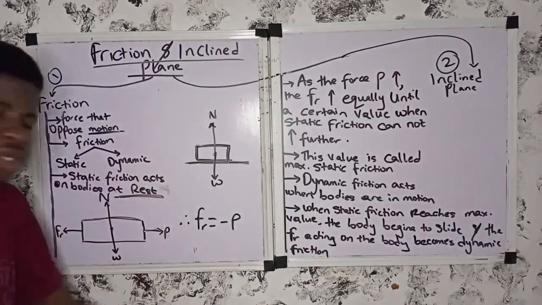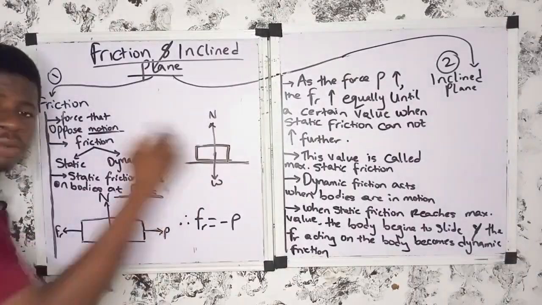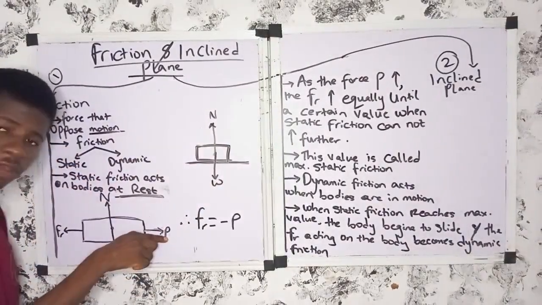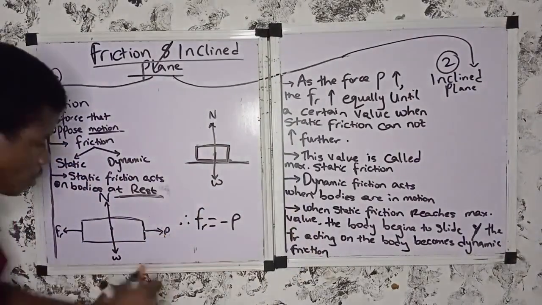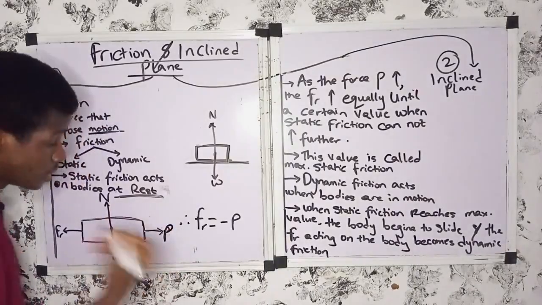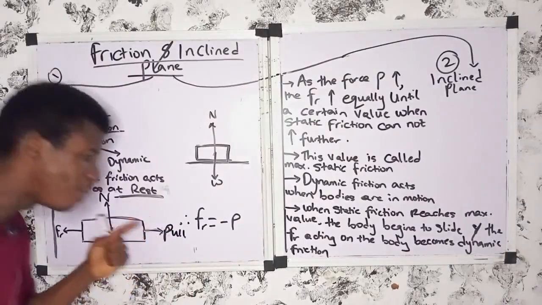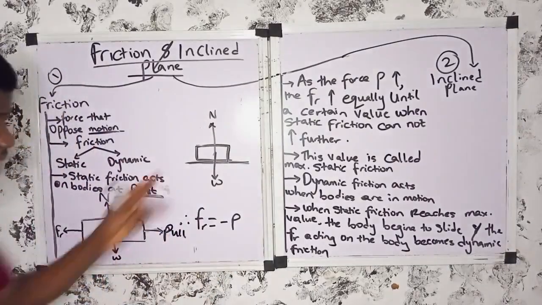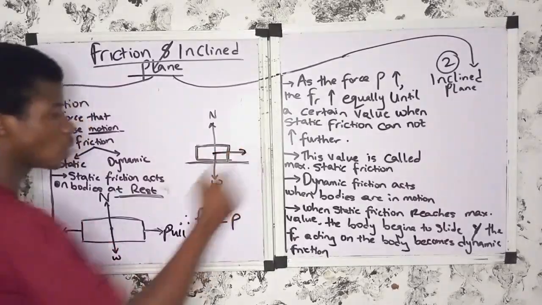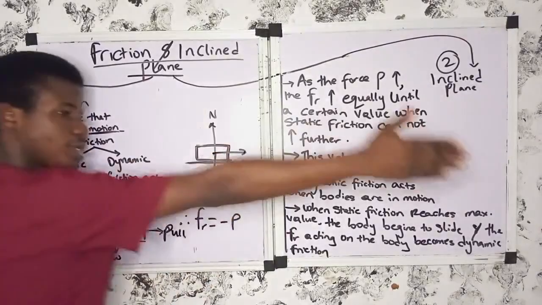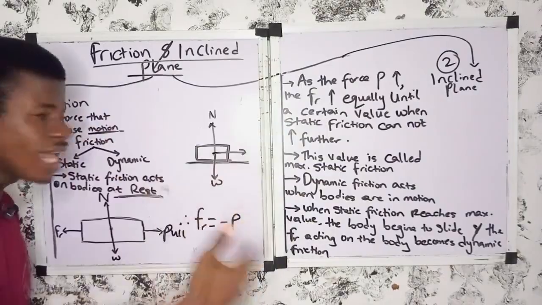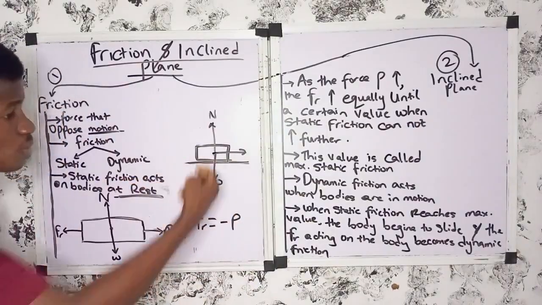Now let's continue. Let's say this stationary body has a pull force applied to it. Remember, pull is a force. So you apply a pull force on this object, dragging the object towards this side. Now, where will the friction act? The friction usually acts what?